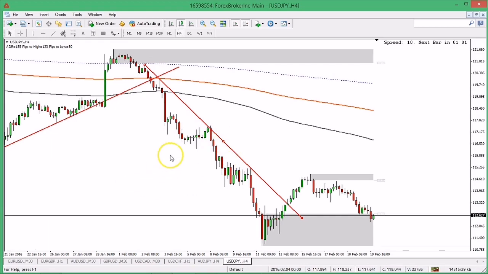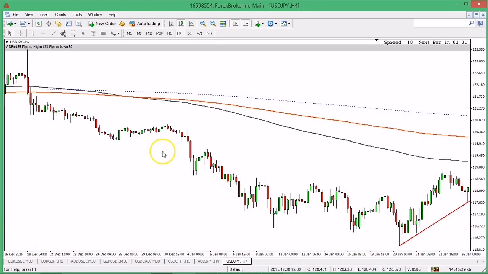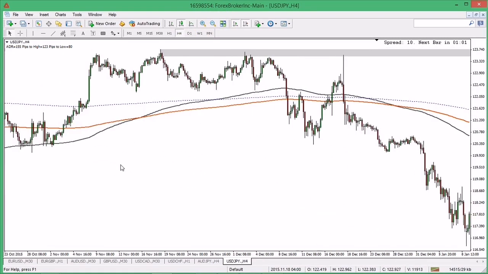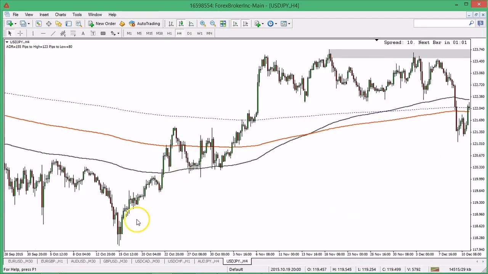That's simple. Really not that simple, guys. I mean, not that complicated. Trading is pretty simple. You just gotta learn the basics and then move on from it.